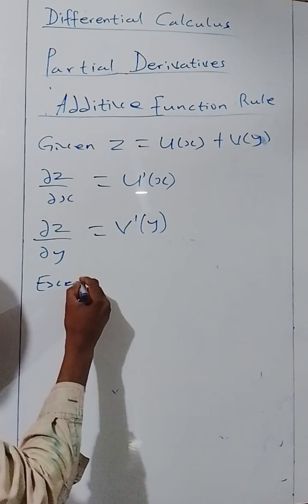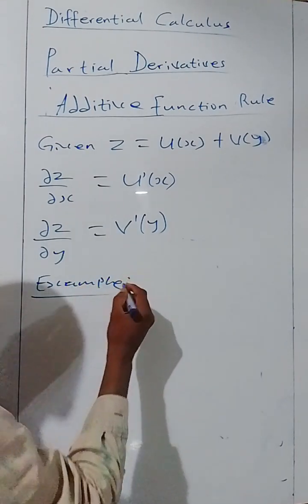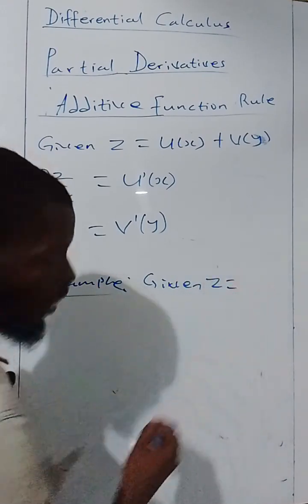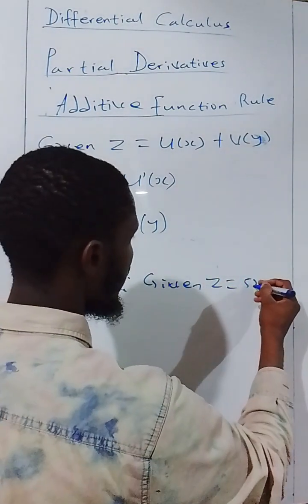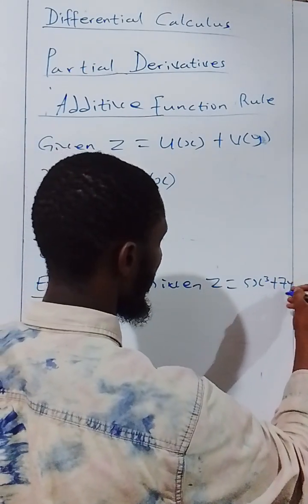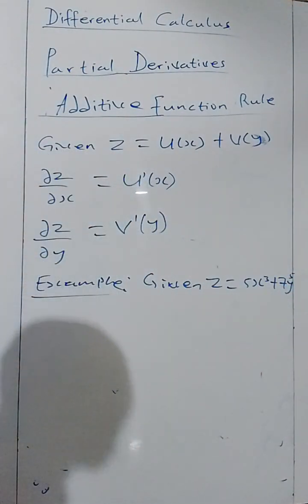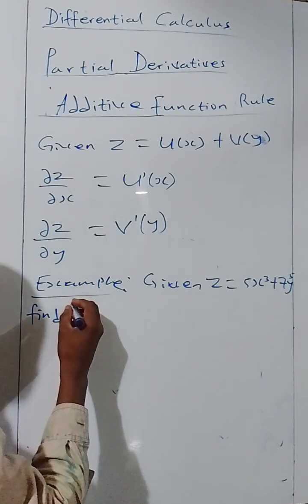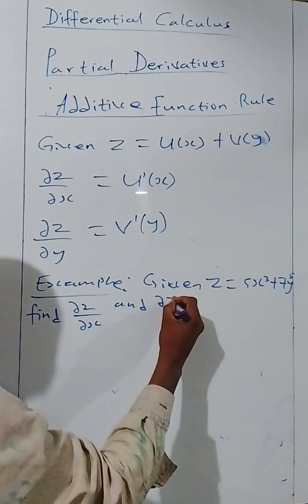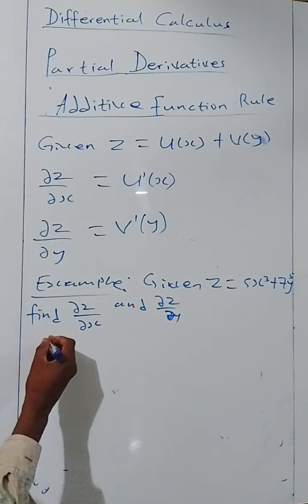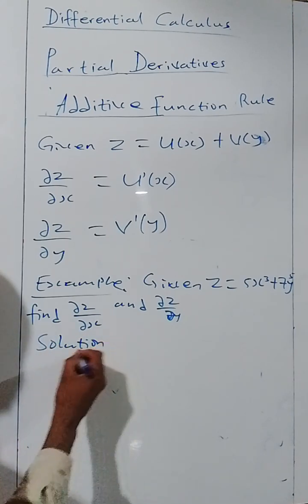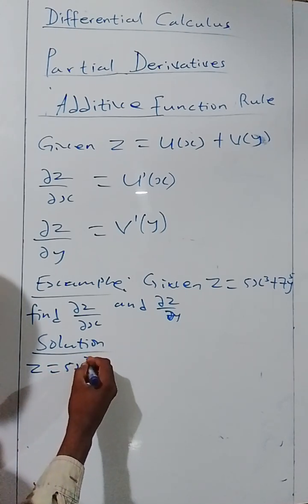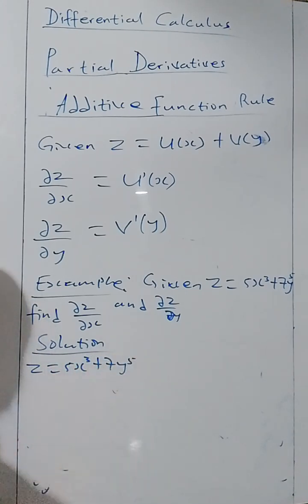Let's take a look at an example. Let's say we have z equals 5x to the power 3 plus 7y raised to the power 5. Now let's say we have to find the partial derivatives. How do you find that? Very simple. Here is the solution. We write out the equation 5x raised to the power 3 plus 7y raised to the power 5.